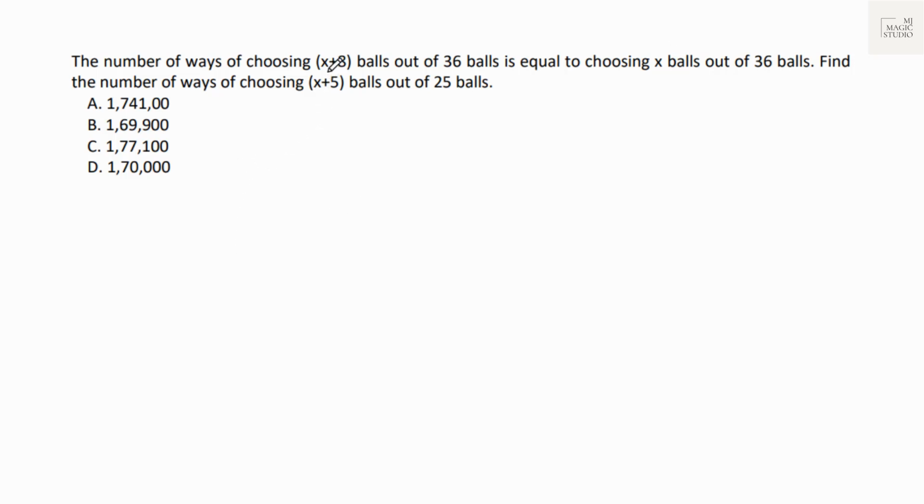Number of ways of choosing x plus 8 balls out of 36 balls. That is 36C(x+8). Choosing means combination technique. This is equal to choosing x balls out of 36 balls, so this is equals to 36Cx.